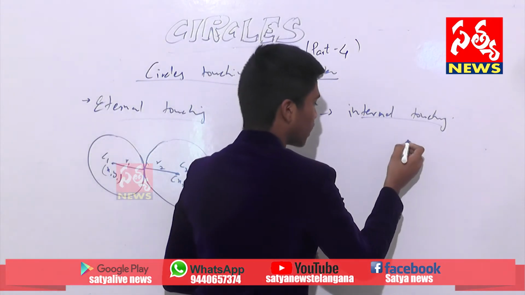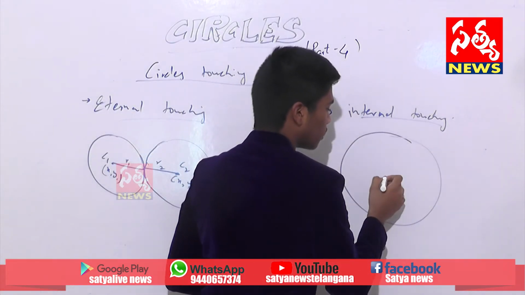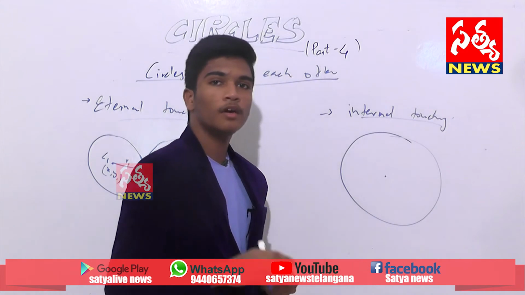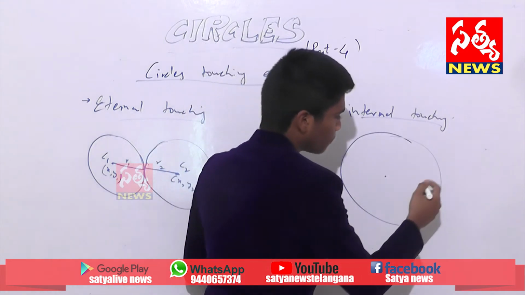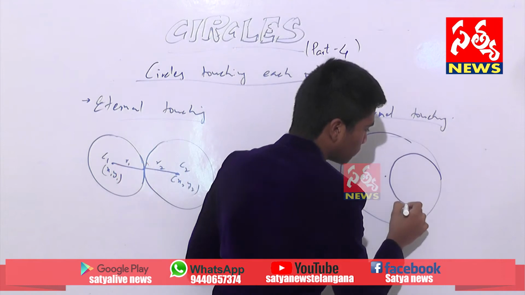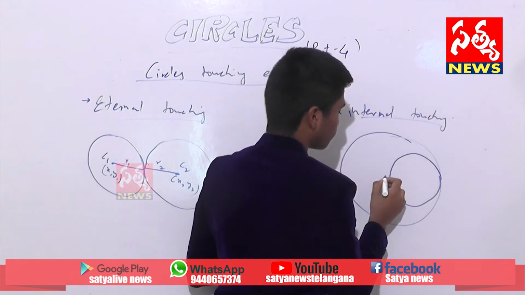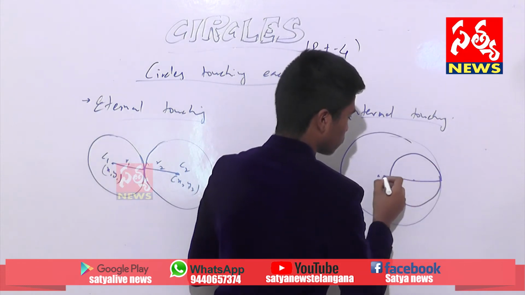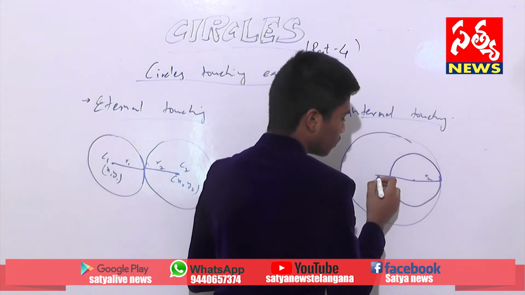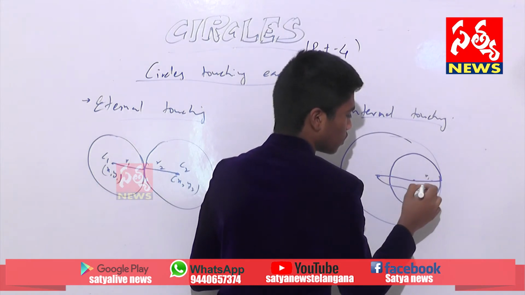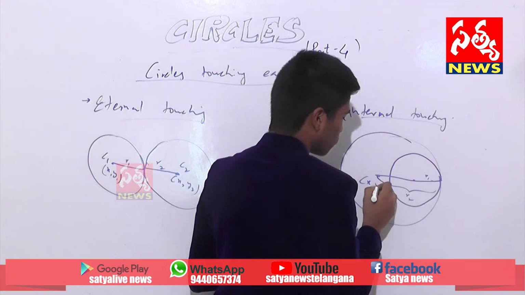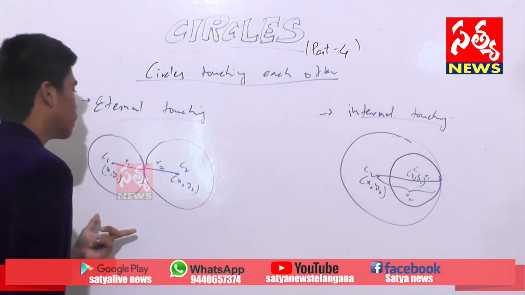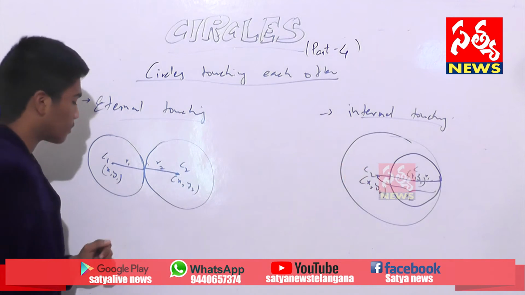Similarly, the internal touching. When do the circles meet internally? When one circle lies inside the other circle, which means this can be the condition, right? This is R1. Let's take this as R2. This is x2 y2. This is x1 y1. Center C1 and center C2. Same conditions, but the graph is different.